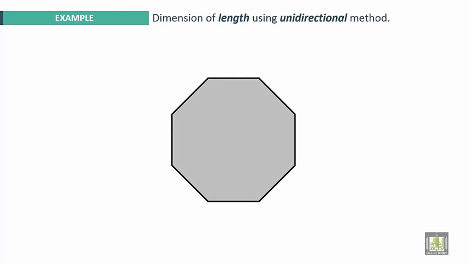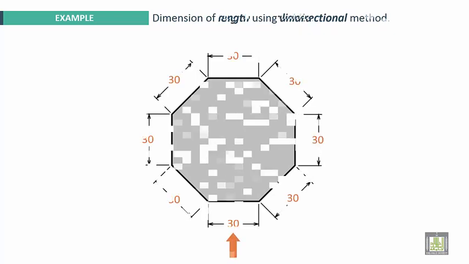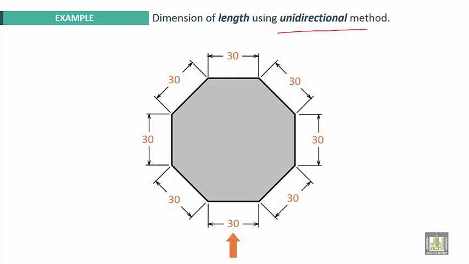This is an example for unidirectional method. You can remark here that in the unidirectional method, all numbers can be read in normal orientation. All the numbers are horizontal and should be put in the middle and inside the dimension line.